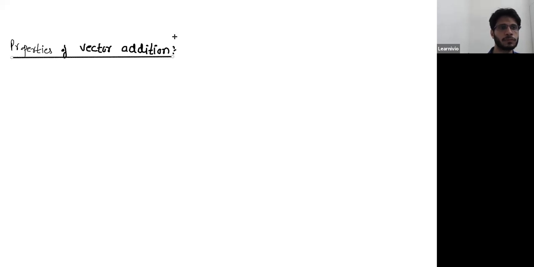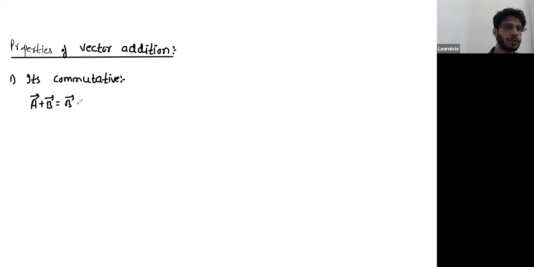After this polygon law, the next is subtraction of vectors. We have a few properties of vector addition. Let's first do some properties of vector addition, then we will do subtraction of vectors. First property: it's commutative. Vector addition is commutative. It can commute. Vector A plus vector B is vector B plus vector A. It means if you change the order of the vectors, the answer will not change.